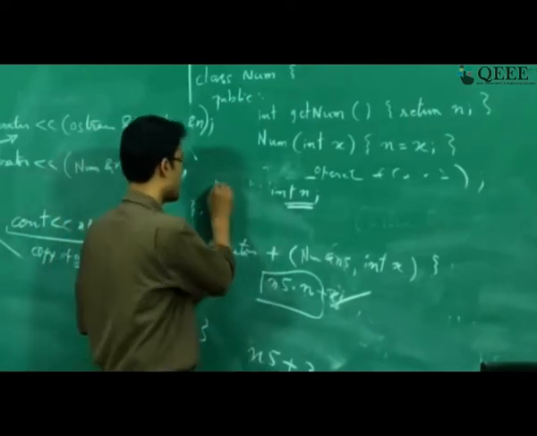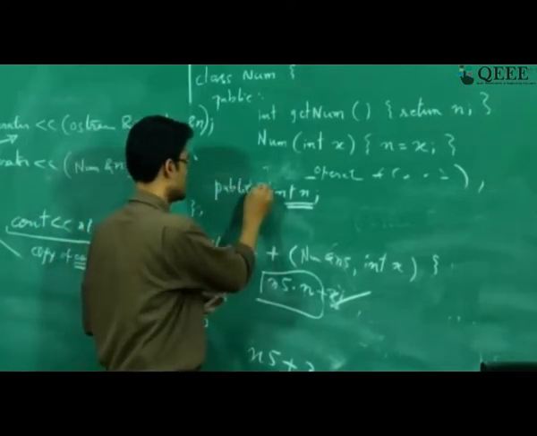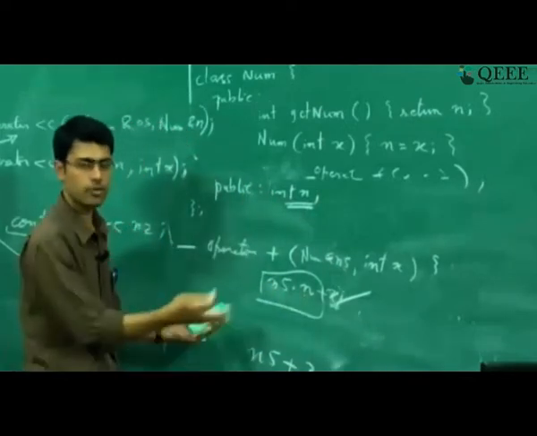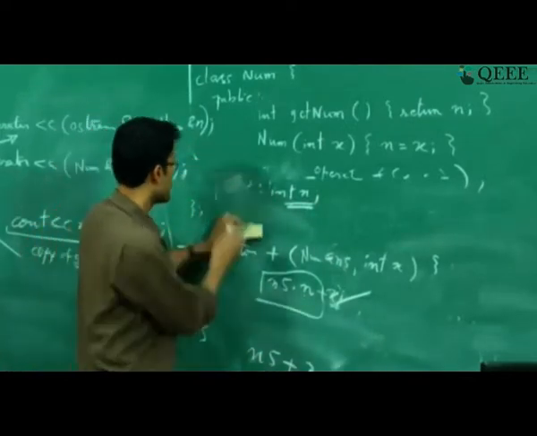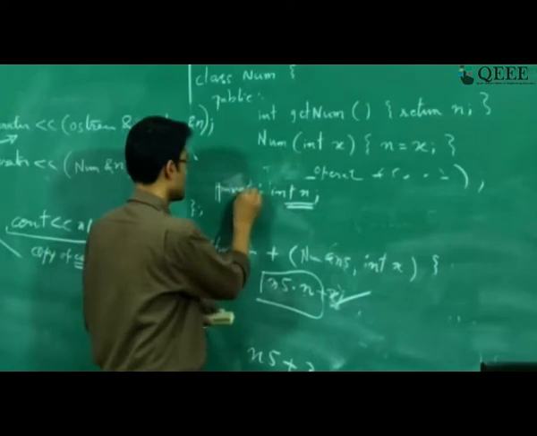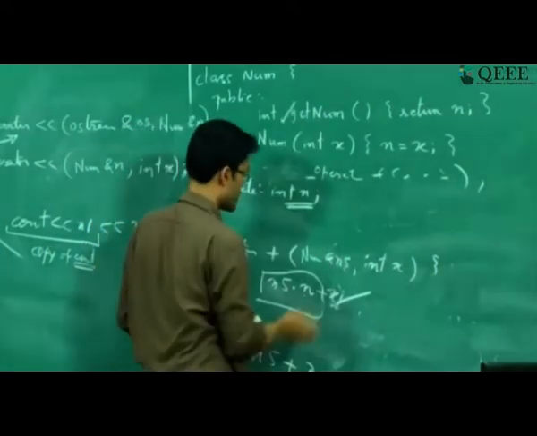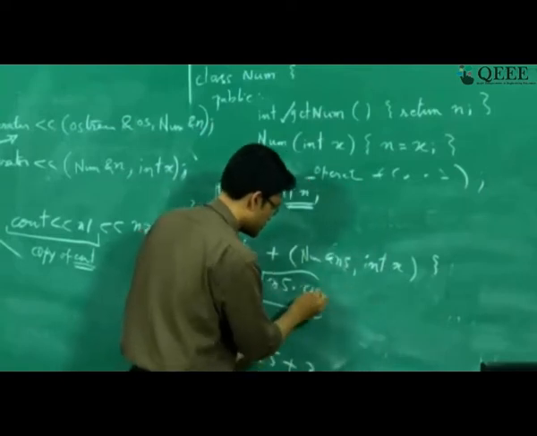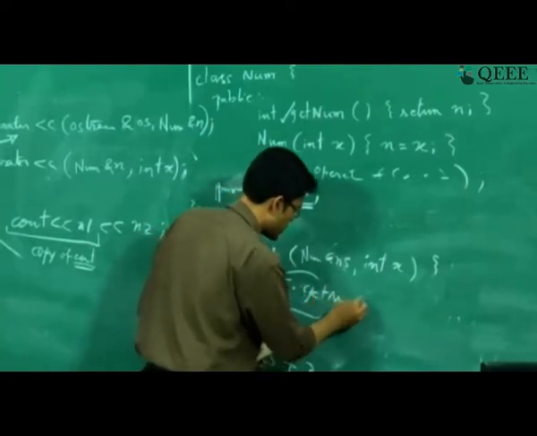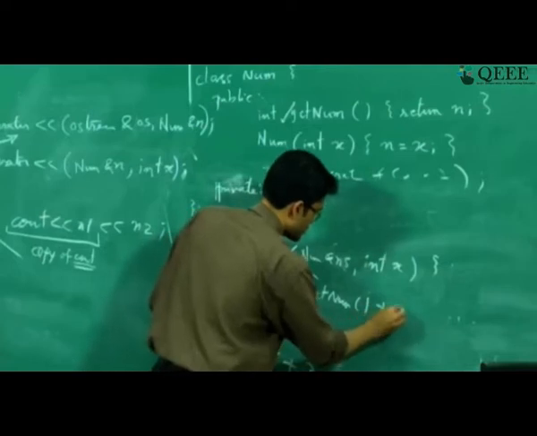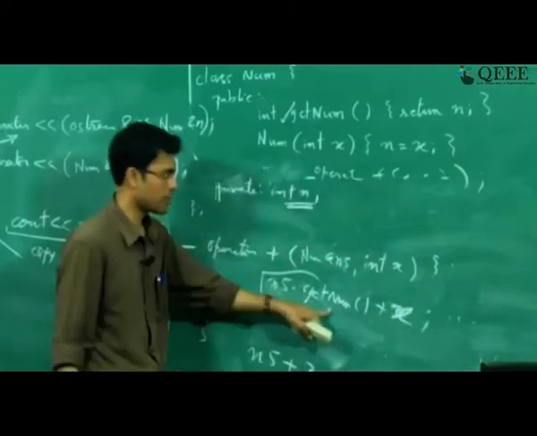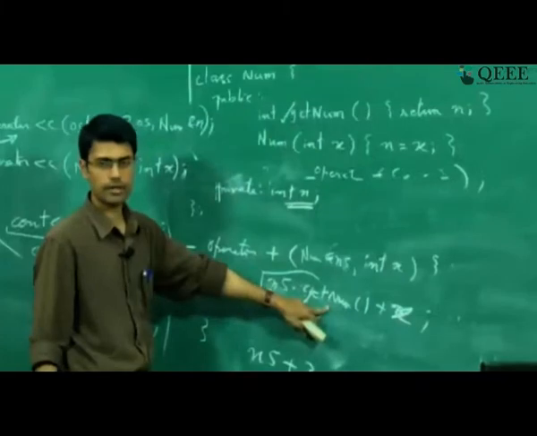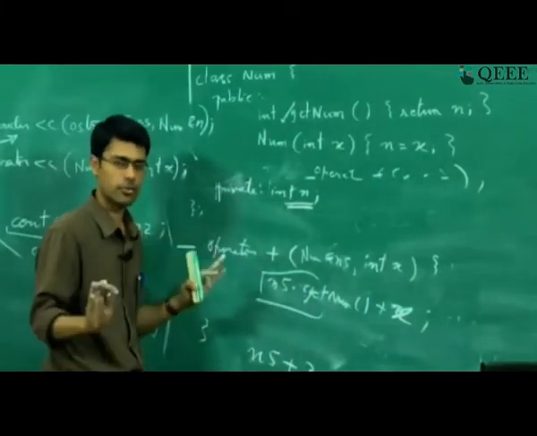where either this should be a public variable, in which case this code is fine. Alternatively, if this is private, then I need the getNum function. So I am not going to use n here, sorry, I am not going to use x, but I am going to use the public API that is supported. That is also fine, it will work, there is no problem.